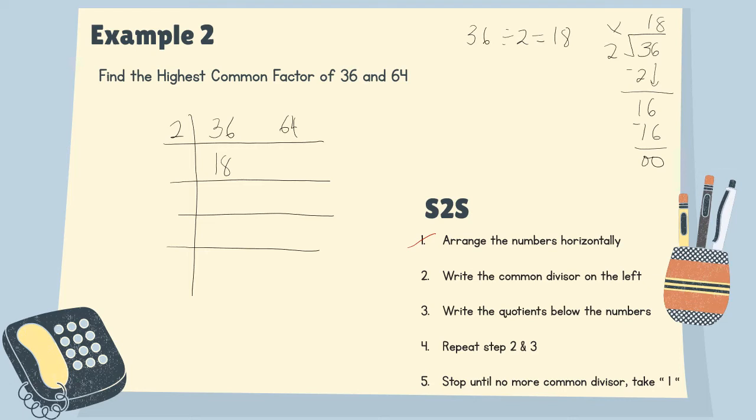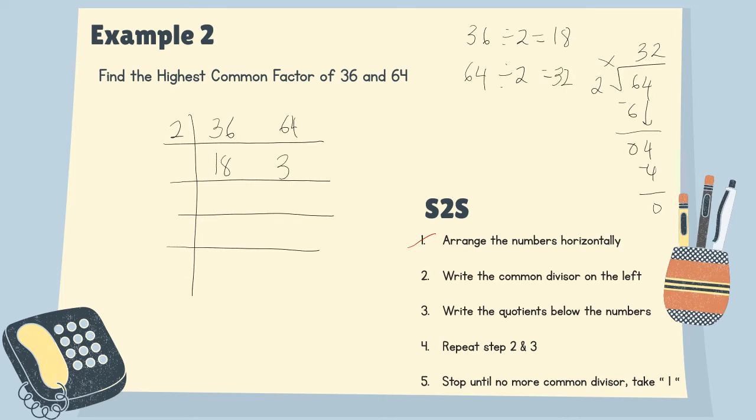Then 64. Let me just erase the working here, but you do not need to erase your working. So I can see 64 divided by 2, long division on the side. 6 divided by 2 is 3, 3 times 2 is 6, 0, 4 goes down. 4 divided by 2 is 2, 2 times 2 is 4. So we have 32. We have 32 and 18 as the quotient.